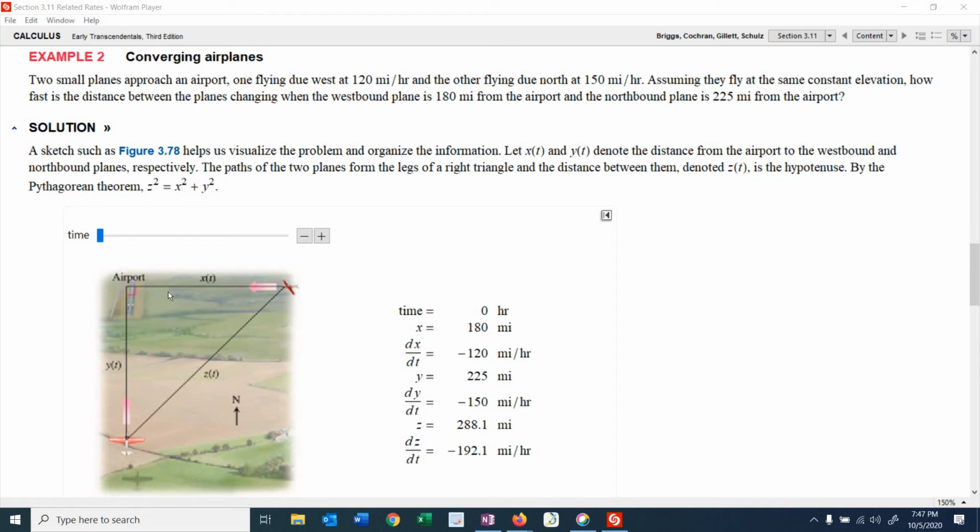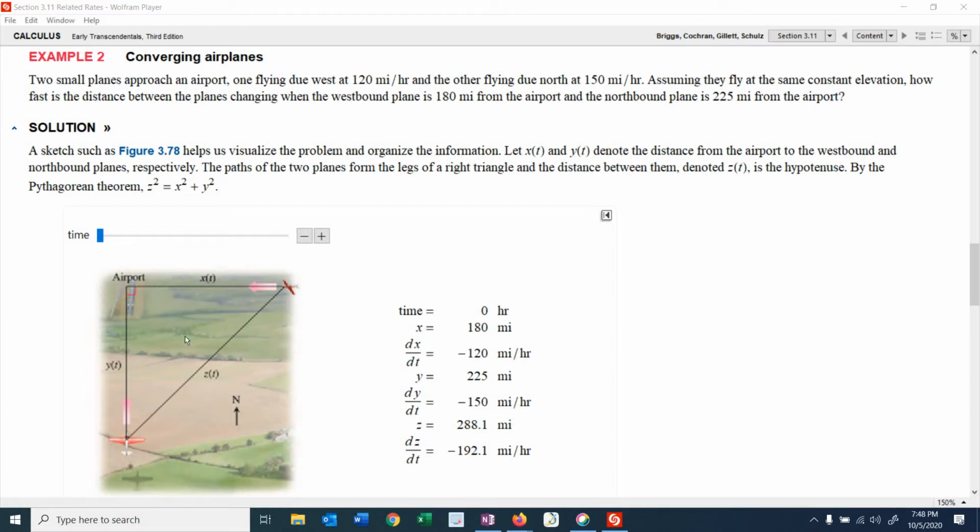Hello again. In this video, we're going to go over another related rates problem. So let's look at example 2. It says two small planes approach an airport. One flying due west at 120 miles an hour, which would be this plane. The other flying due north at 150 miles an hour, which would be this plane.